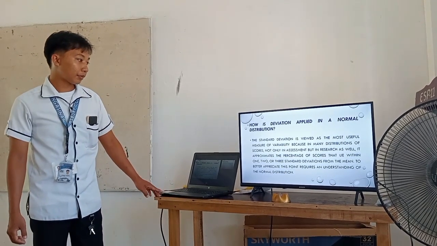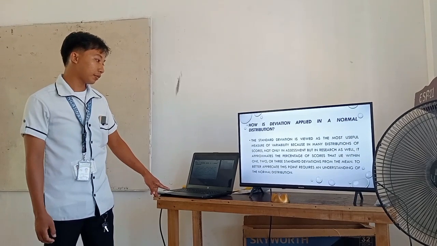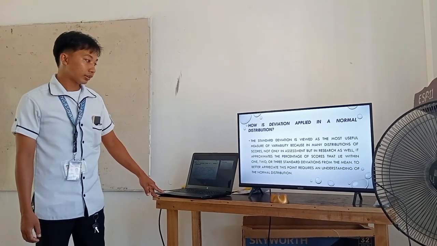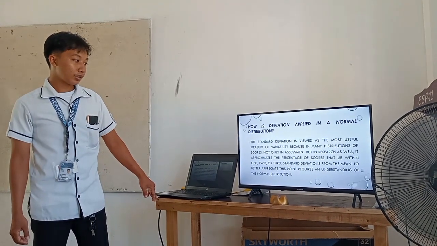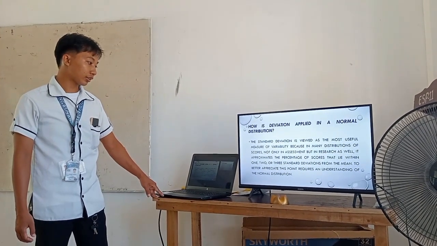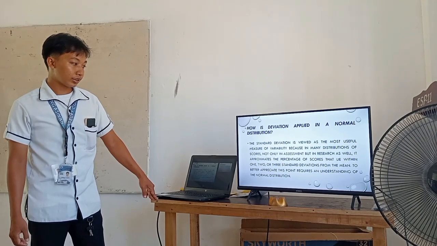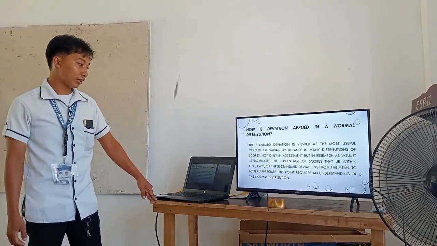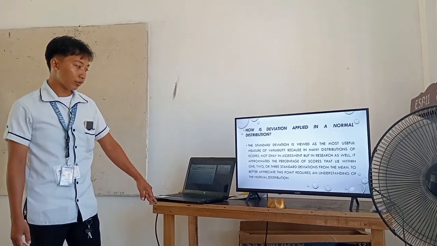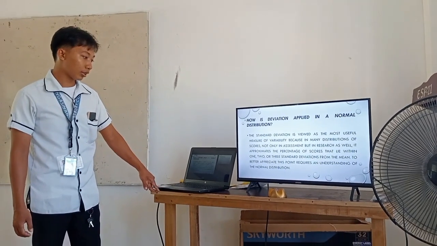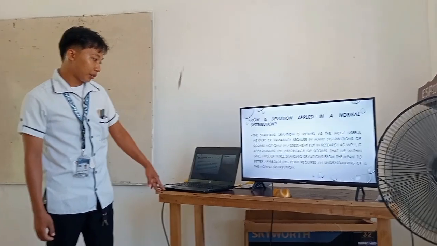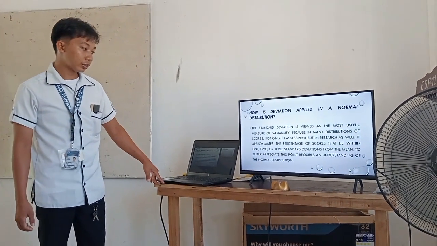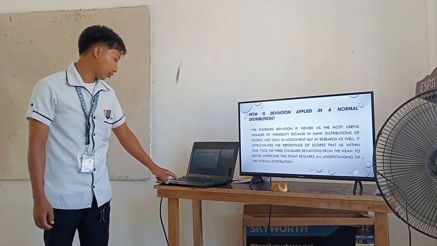How is standard deviation applied in a normal distribution? The standard deviation is viewed as the most useful measure of variability because in many distributions of scores, not only in assessment but in research as well, it approximates the percentage of scores that lie within 1, 2, or 3 standard deviations from the mean. To better appreciate this point requires an understanding of the normal distribution.